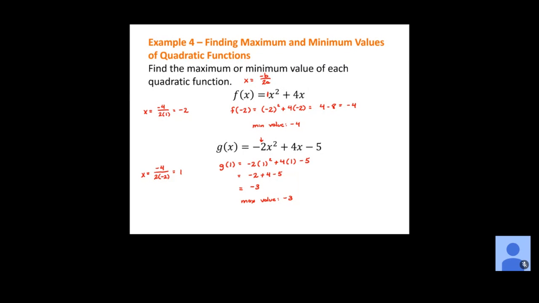Be very careful there. It's really easy to see a negative value and think, oh, that must be a minimum. But in this case, you have to look back at what the parabola is actually doing. We have a -2 as our a value. That means it's opening down. Therefore, this is actually a maximum value of that parabola.